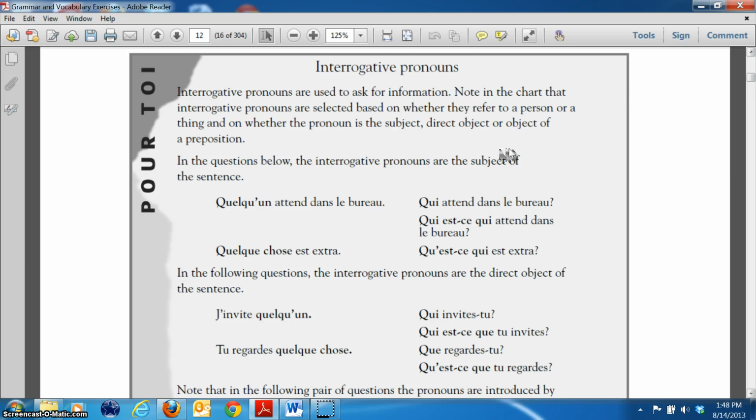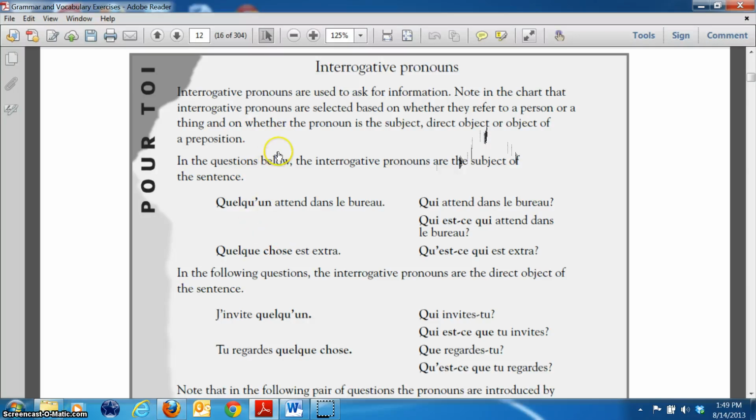Note in the chart that interrogative pronouns are selected based on whether they refer to a person or a thing, and whether the answer, or the pronoun, is a subject, a direct object, or an object of a preposition. So it's all about where they're placed and what role they play in that place. So your two types of words are qui, and the other one is que.